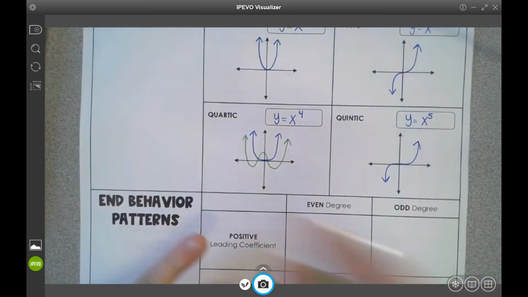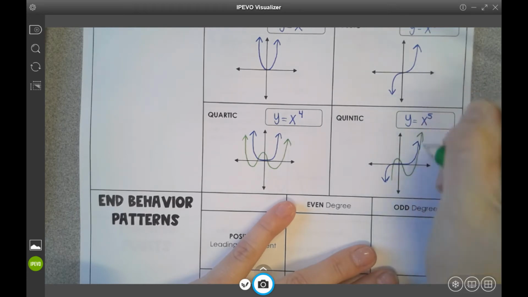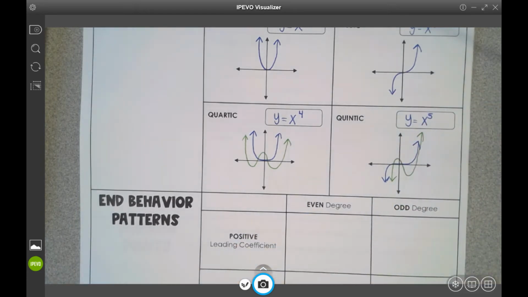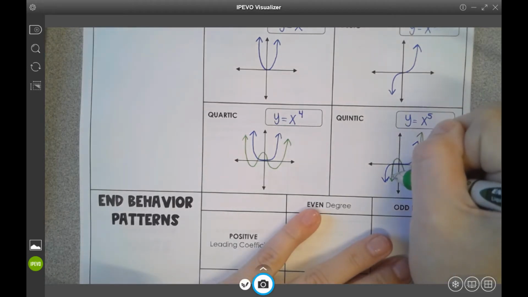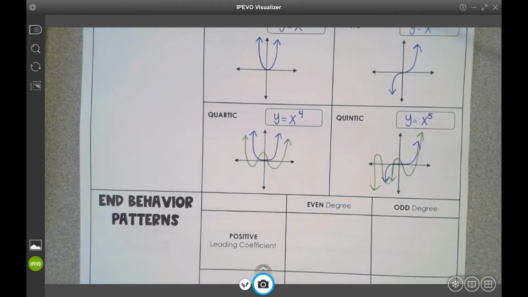But other common ones that you'll see look more like this that I'm doing in green. The 5th would have another, because it's the 5th, that means it could cross 5 times, and we'll talk about that. So it has several humps.